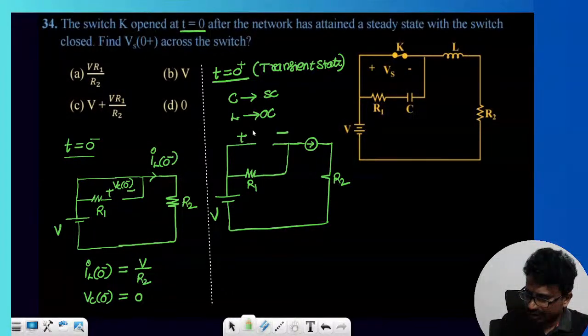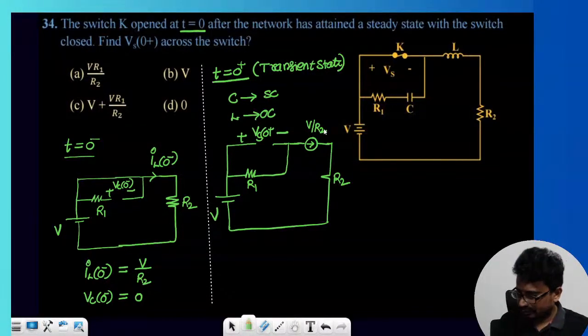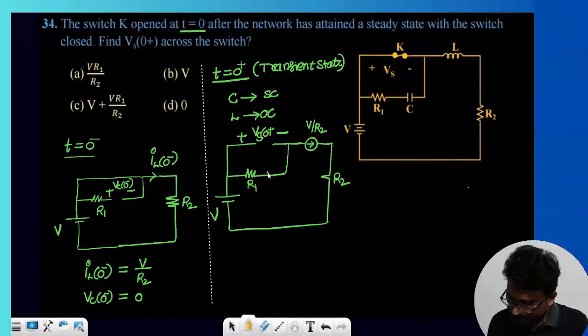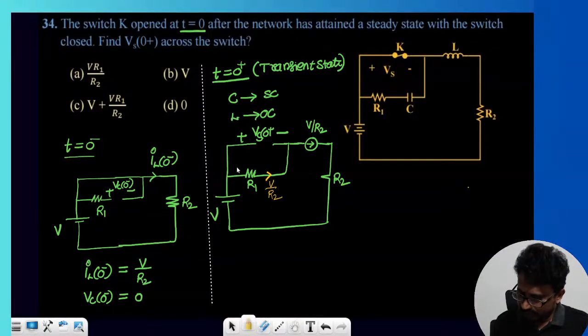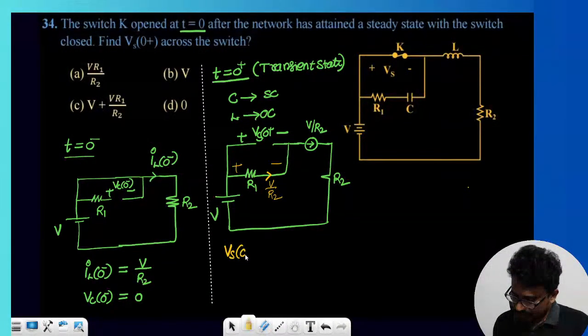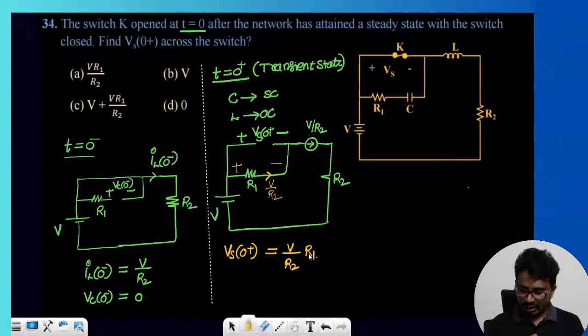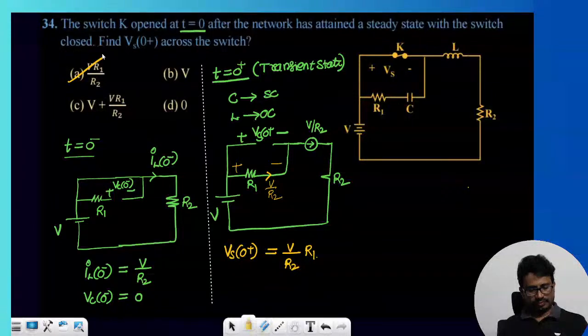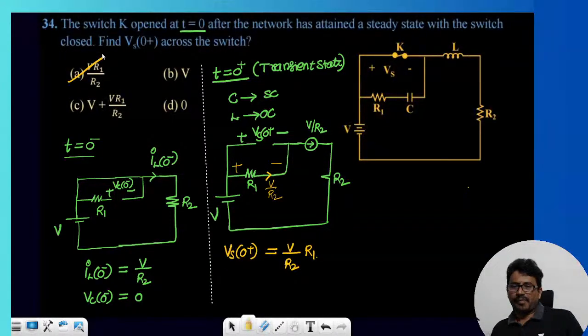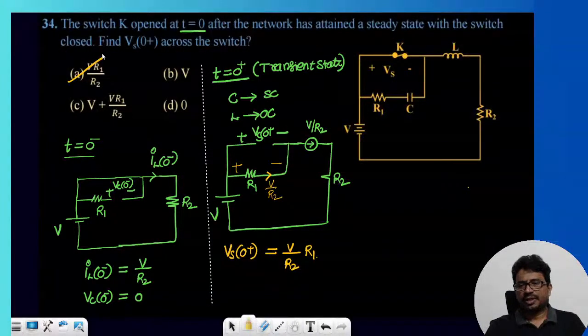Now we need this voltage, Vs of 0 plus. This current is how much? V by R2. So you can see this current is the same, V by R2, and I need this voltage only. So what is this voltage, Vs of 0 plus? It is given as V by R2 into R1. V by R2 into R1. So which option? Option A. Done. Next one.